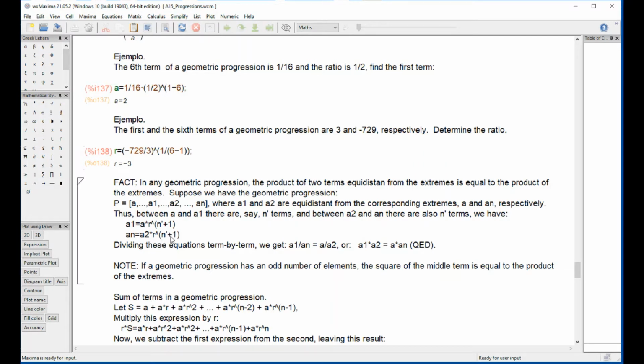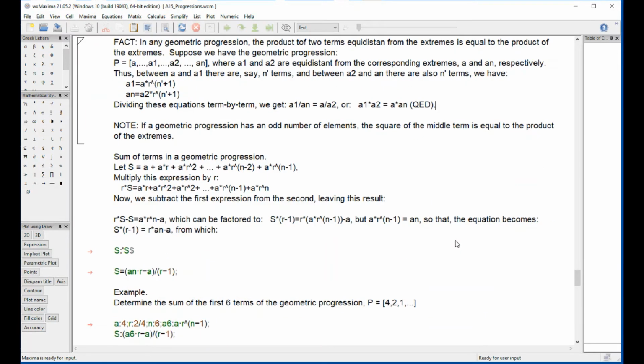As we did with the arithmetic progression, it turns out that the product of two values equidistant from the extremes is equal to the product of the extremes. In the case of the arithmetic progression, it was the sum. And then we can use that to calculate the sum of all the terms. This is the sum of all the terms.